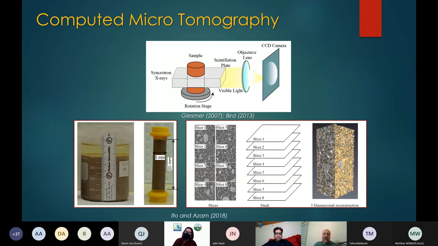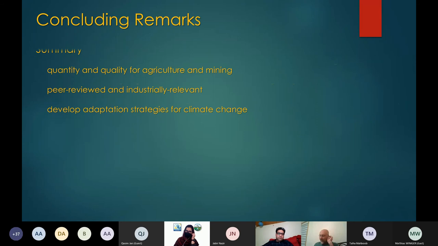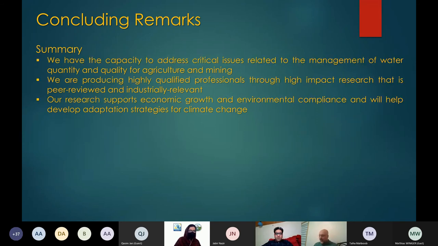I would like to conclude this talk by saying that we have the capacity here at the UFR to address critical issues related to the management of water in terms of quantity and quality for agriculture purposes and for mining purposes. We are producing very highly qualified professionals who are getting employment locally through high impact research that is peer reviewed and industrially relevant. And our research supports economic growth and environmental compliance at the same time, and is also useful in developing adaptation strategies for climate change and so on.